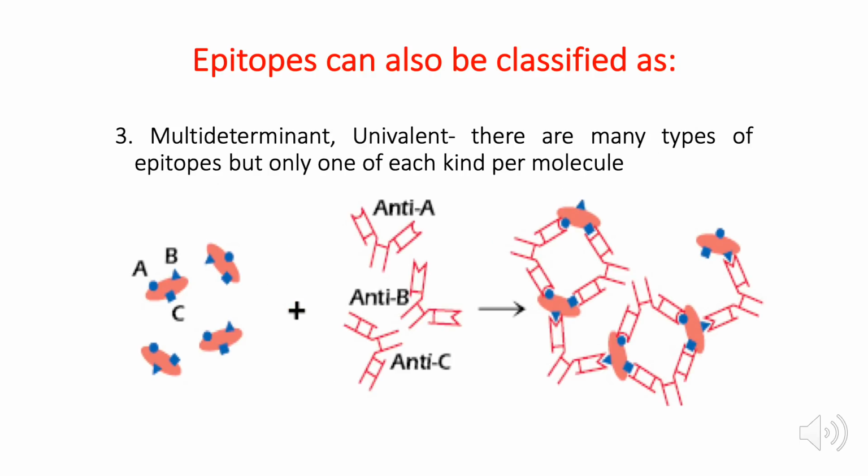How about multideterminant, univalent? When you say multideterminant, there should be several types of epitopes, but for each epitope, you should only see one of it on the surface of the cell or microorganism. Take a look at one of the cells in the picture. As you can see, it has three types of epitopes, A, B, C. Thus, you will use the term multideterminant, but you only see one A, one B, and one C epitope, right? So that's why you will use the term univalent.